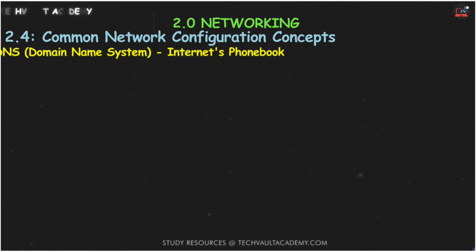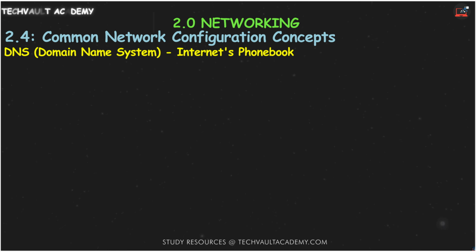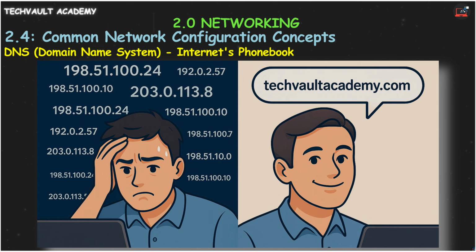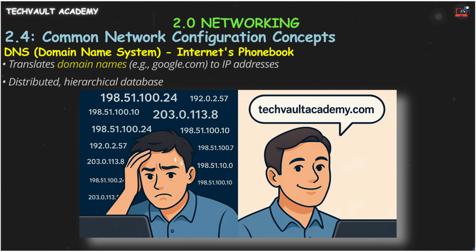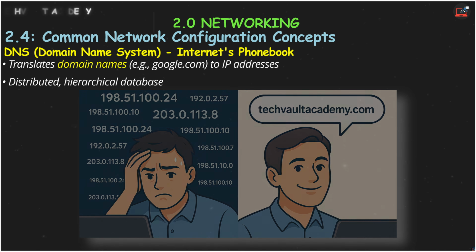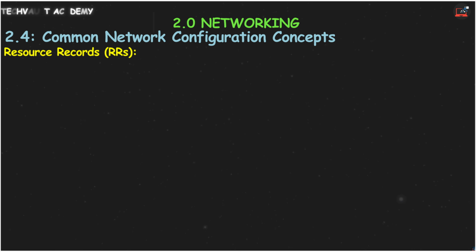Next, the critical DNS, Domain Name System, the Internet's phone book. Instead of remembering complex numeric IP addresses, DNS lets us use names like TechVaultAcademy.com. DNS servers in a vast distributed hierarchy translate these names into the IP addresses computers need. The entries in this phone book are called resource records.